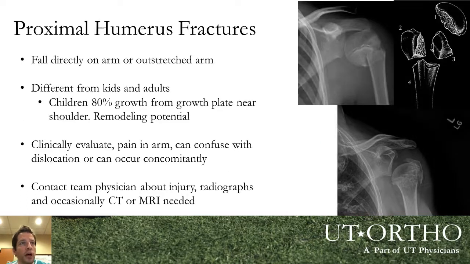So proximal humerus fractures, this can be injured. This is kind of a bimodal distribution. Big fancy word for this, it happens in young people and old people.